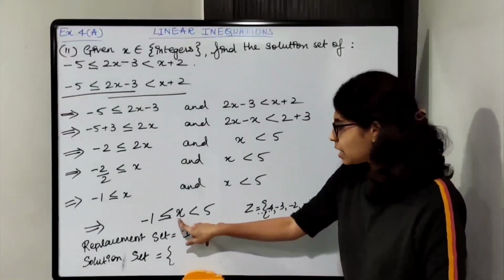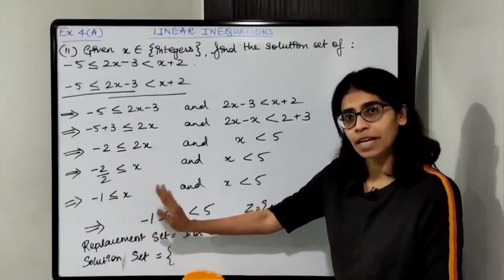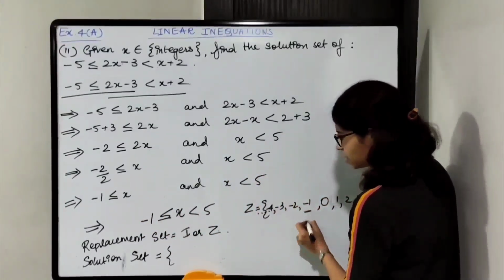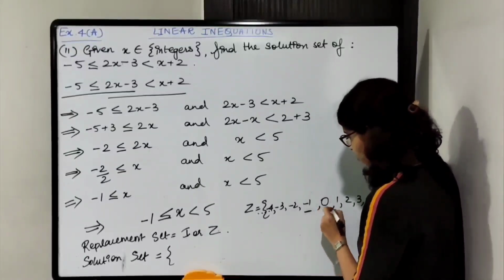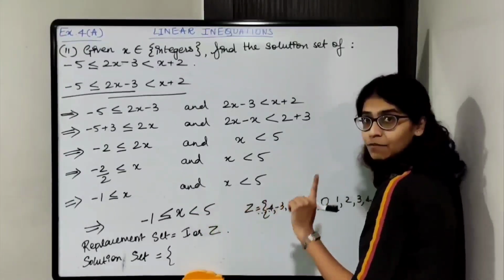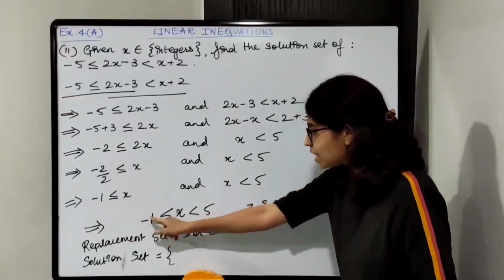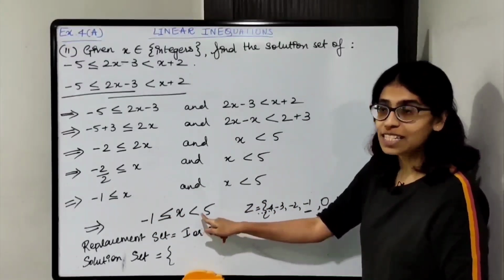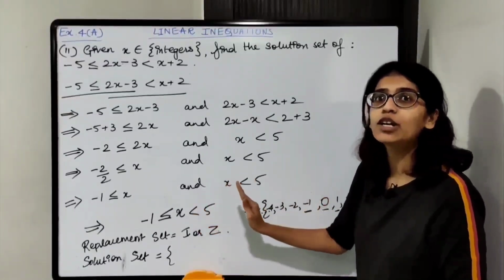X is greater than or equal to -1. -1 भी होगा, -1 से greater भी होगा. So -1 is included. Okay, -1, 0, 1 and so on. But less than 5. So -1 से लेके 5 तक. But will you include 5? No. Because it is less than 5. 5 is not included over here.